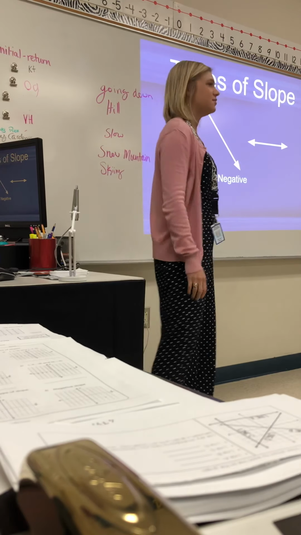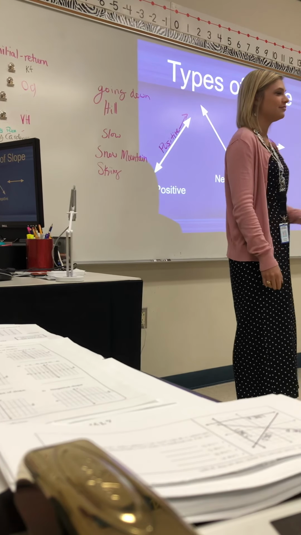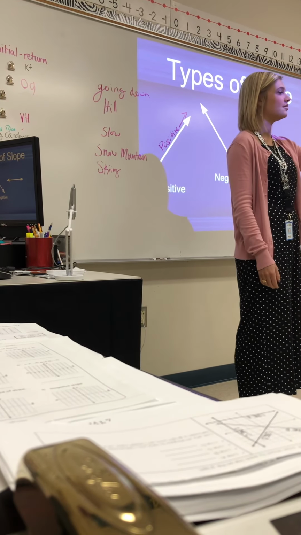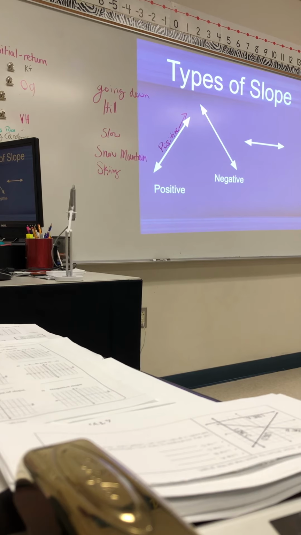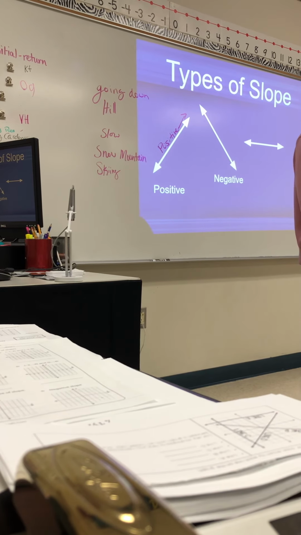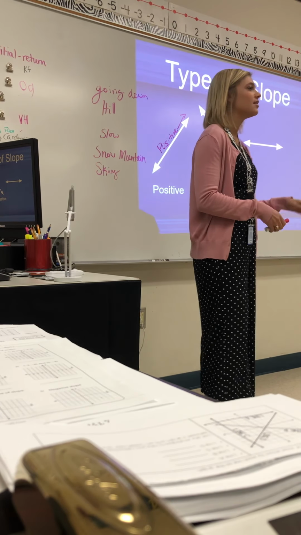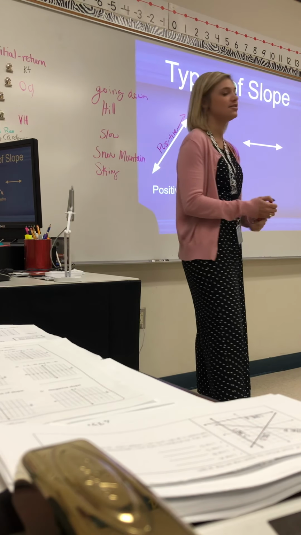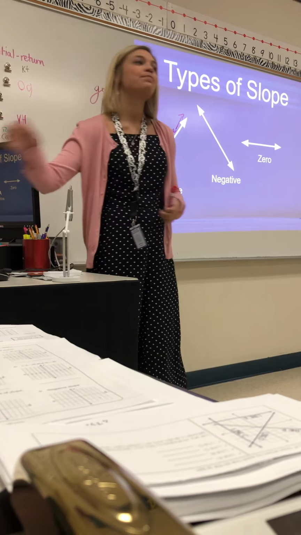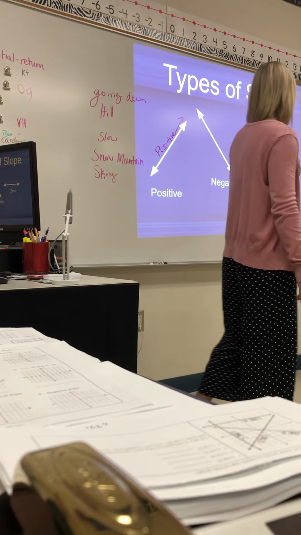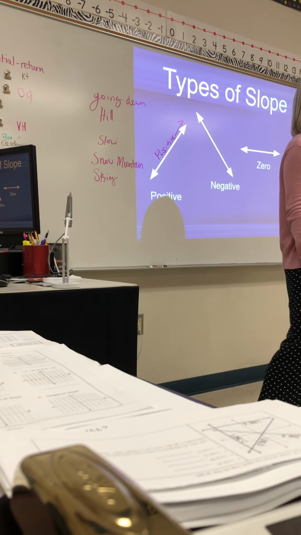So what do we think about this one? Zero slope. Why do we think it's 0 slope? Because it's flat. Yes, so it is a 0 slope. It's a flat line. We cannot measure anything.